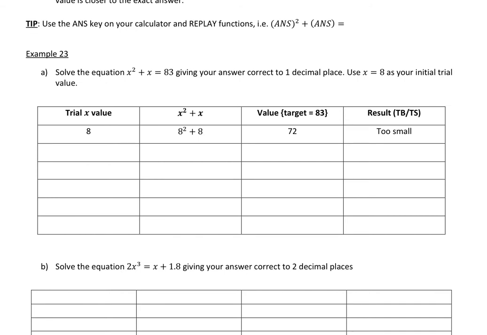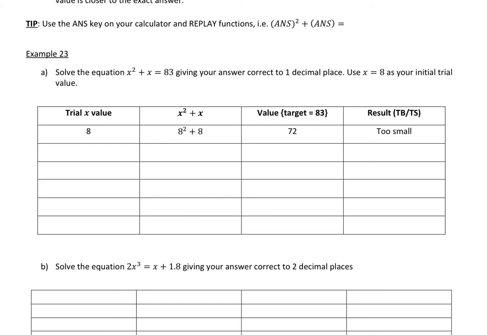Okay, so our first example says, solve the equation x squared plus x is equal to 83, giving your answer correct to one decimal place. It says use x equals 8 as your initial trial value. So what they have done here is they've put in x equals 8, and that means put in your calculator 8 squared plus 8, and it gives you 72. Now our target value was 83, so it was too small. So you can write TS for too small, or TB for too big as well.